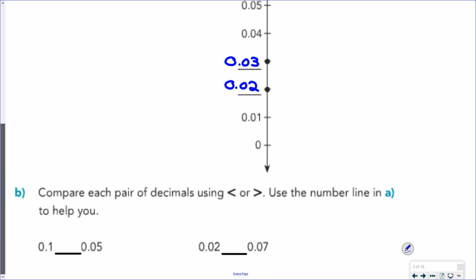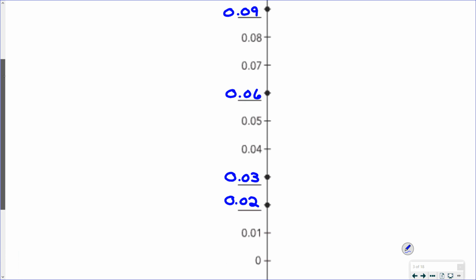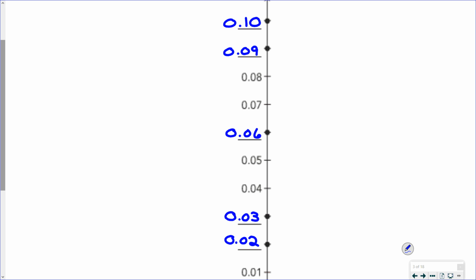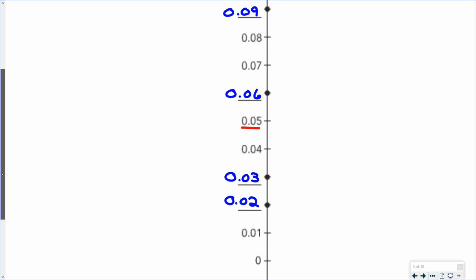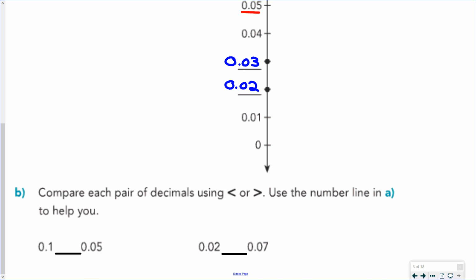So we have a couple of inequalities that we need to finish, and we're comparing 1/10 to 5/100ths. So if we look at our number line, if we go back, we have 1/10 here, which is our 10/100ths, and then our 5/100ths is here. Well, since 1/10 or 10/100ths is higher up on the number line, that's going to have more value. So 1/10 is greater than 5/100ths.